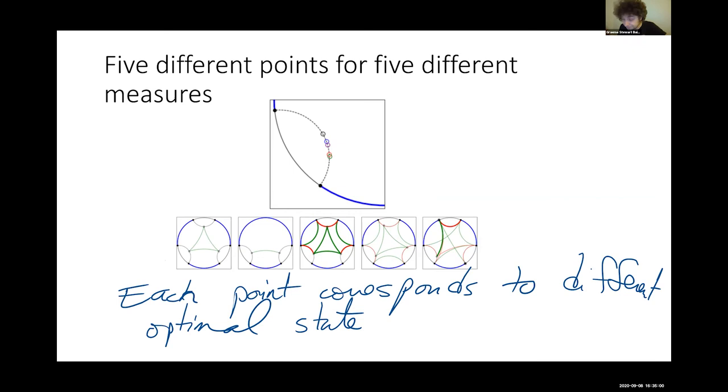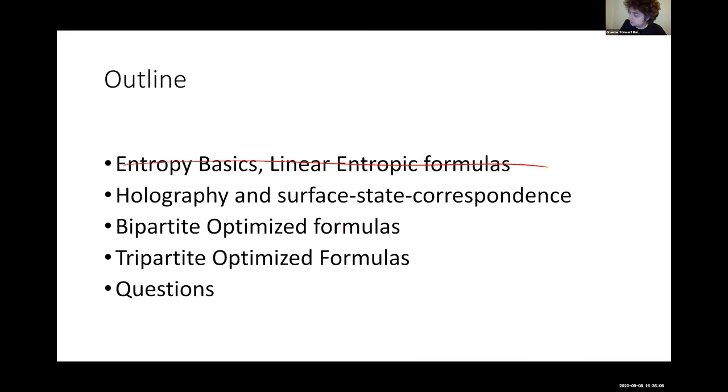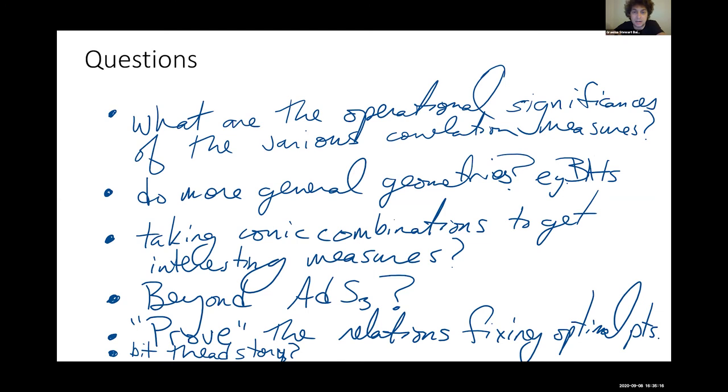That's great. So now we've covered tripartite optimized formulas. Let me mention a few questions that I think are interesting and that we would be very interested to discuss and try to figure out. The first is, what are the operational significances? This is a totally quantum information question. What are the operational significances of these various correlation measures?